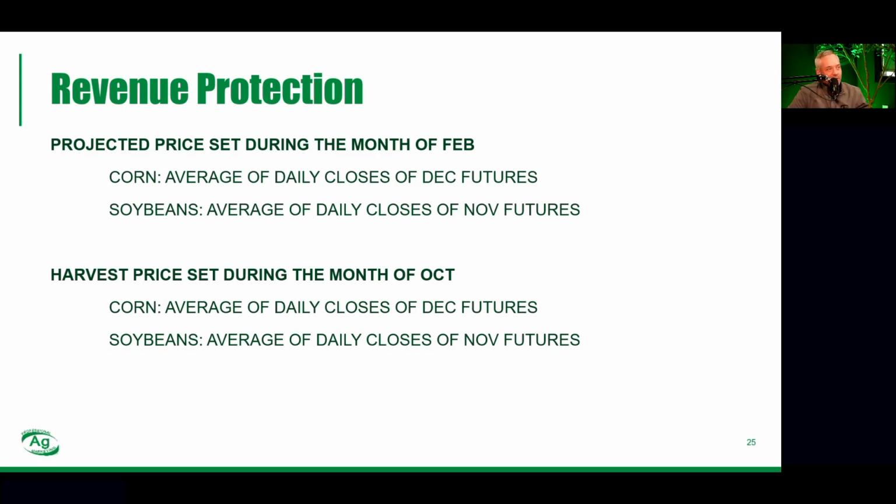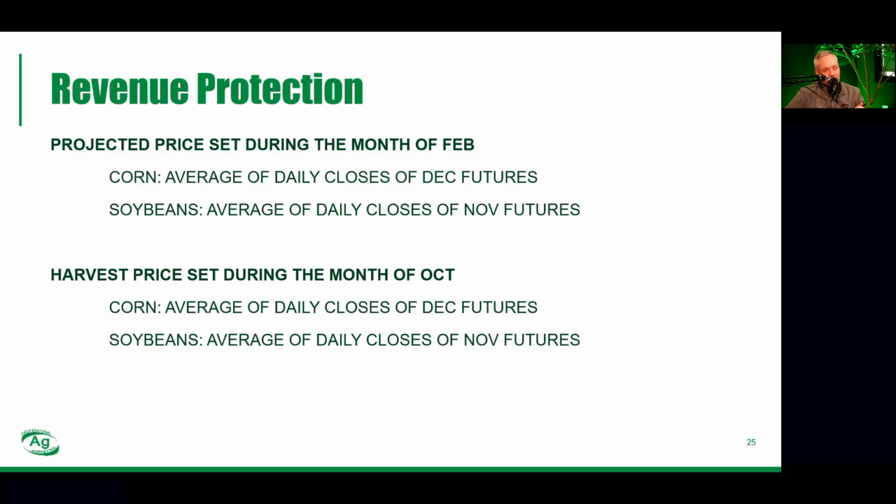And so we're recording this on February 17th. The spring price is being set right now. And the way they set the price for corn and soybeans, for corn, during the month of February, it's the average of the daily closes of the December futures contract. Okay, so every trading day in February, they take the close of December futures and average them together. For soybeans, same process, except they're using the November futures. So they're going to set the price during this.